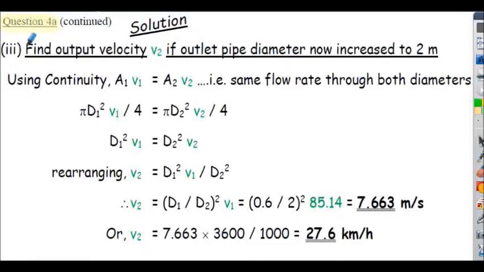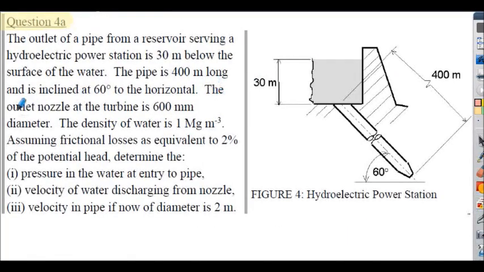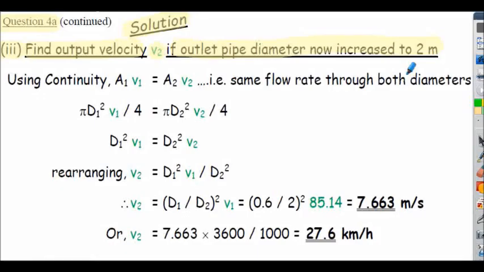Question 4a, solution continued. Part 3, we're asked to calculate the output velocity, V2, if the outlet pipe's diameter is now increased to 2 meters. Note from the question, the initial outlet nozzle diameter was 600 millimeters. So what I've done here is essentially use the continuity equation, A1V1 is equal to A2V2. So assuming the same flow rate between the 0.6 meter outlet and the 2 meter outlet.